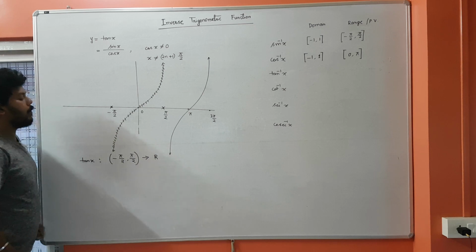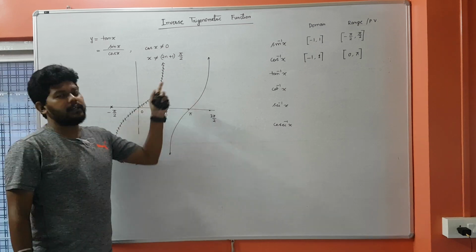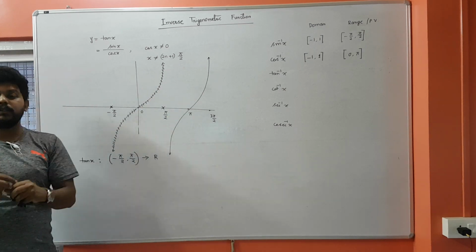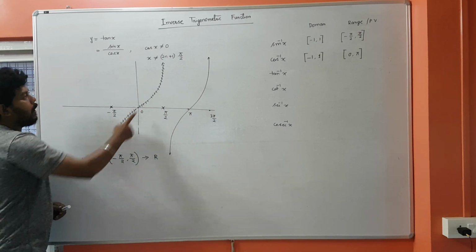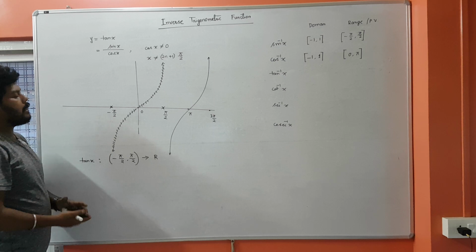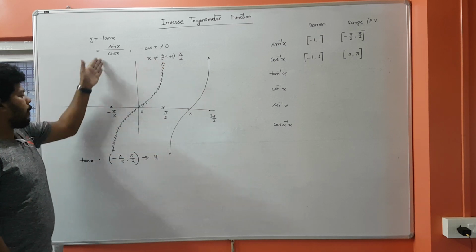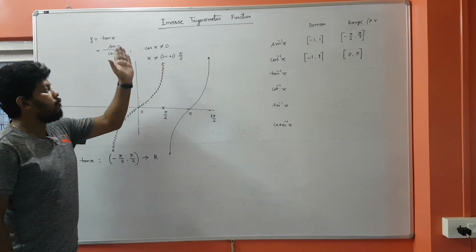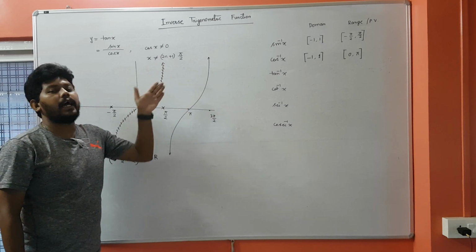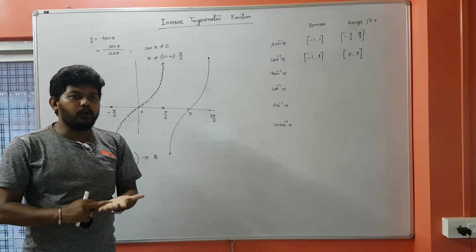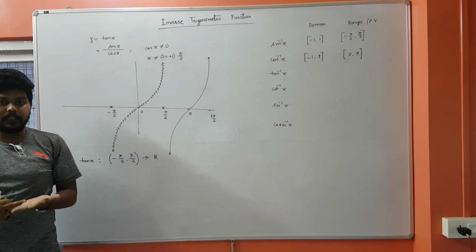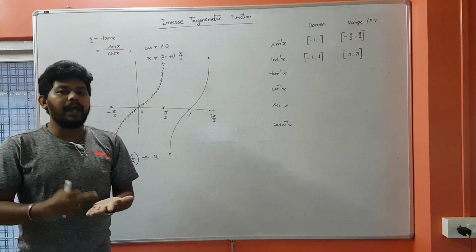Why real numbers? The range of tan x is the real numbers because tan theta attains all the possible real values from minus infinity to plus infinity. The lines x equal to pi by 2 and x equal to minus pi by 2 are called vertical asymptotes of tan x. What do you mean by asymptotes? Asymptotes are those lines which meet a curve at infinity.